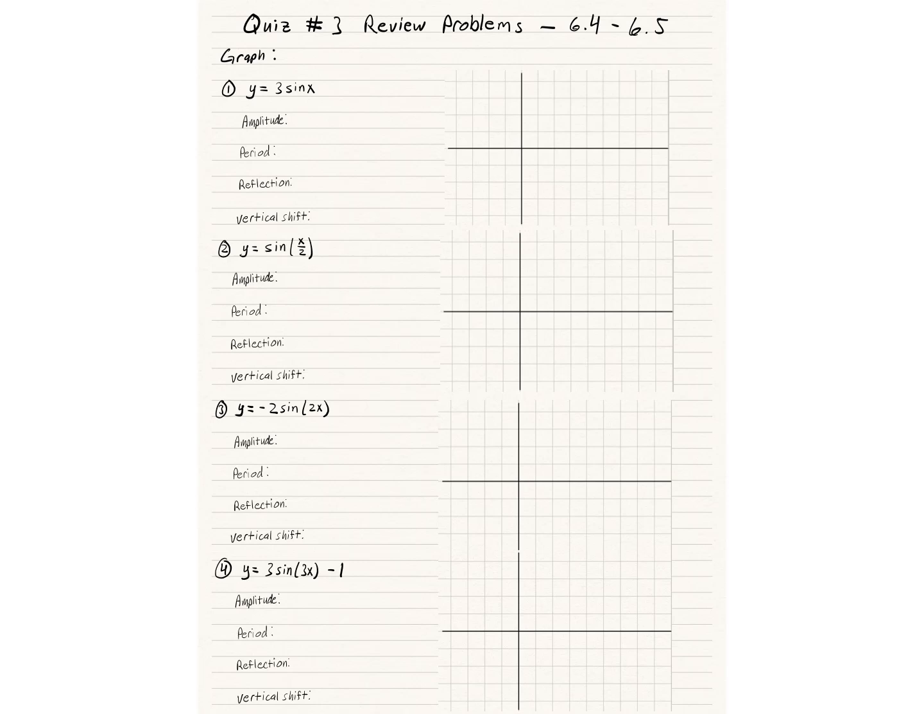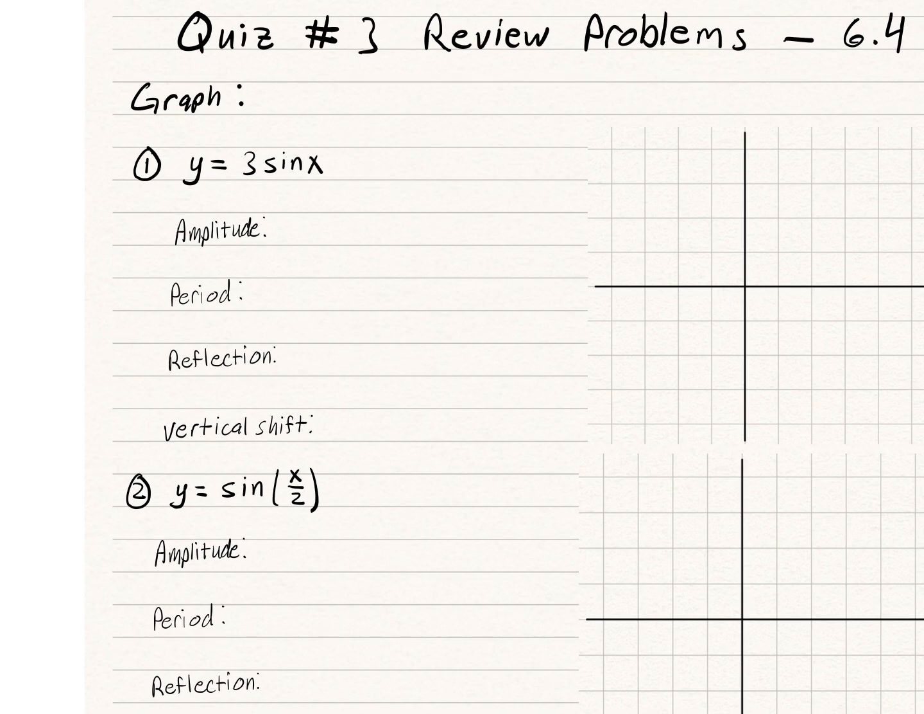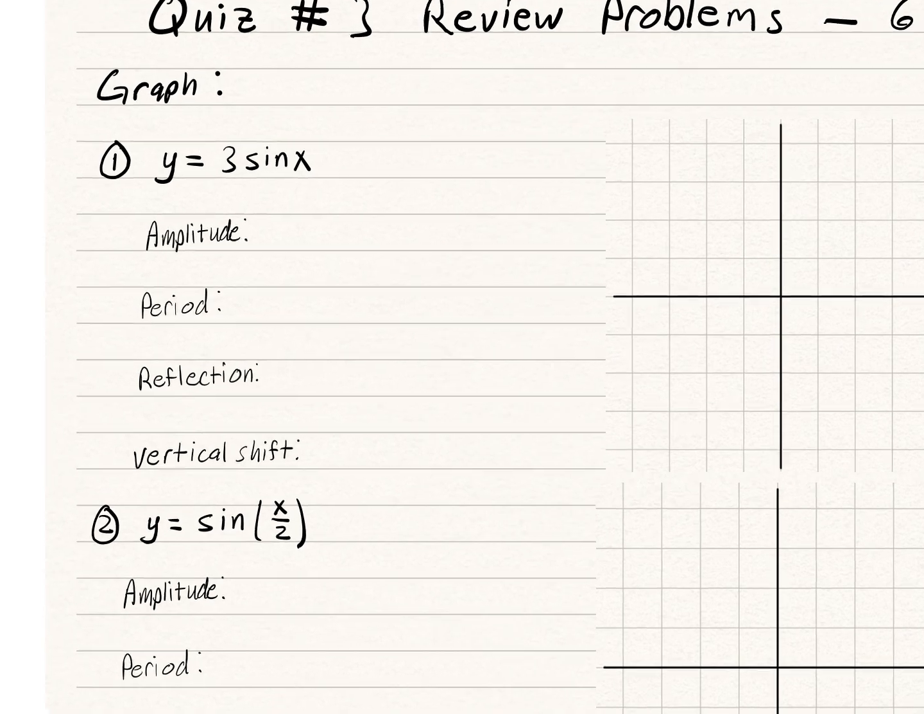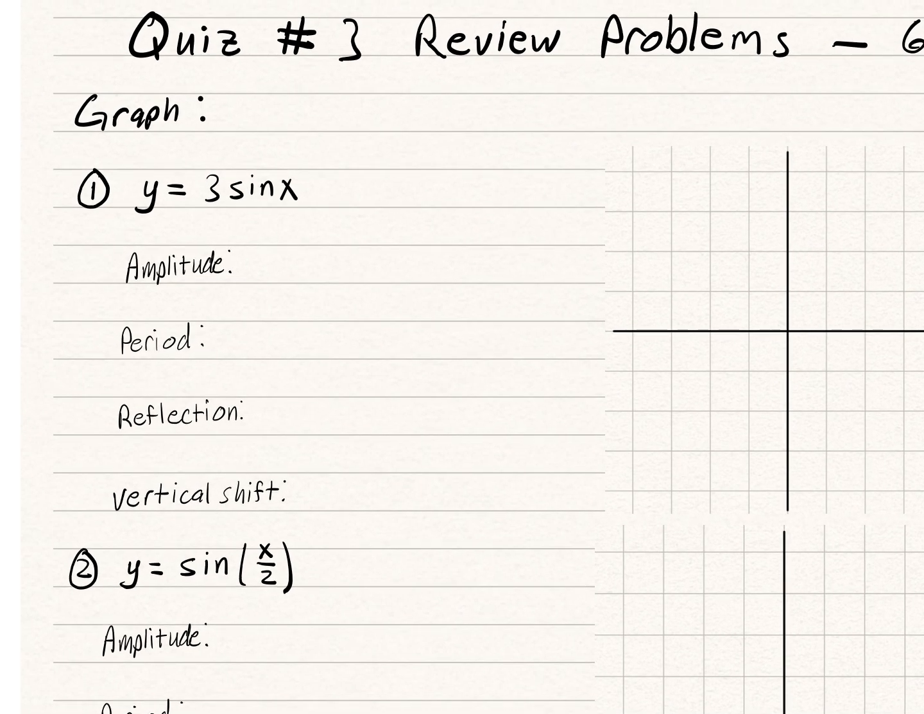All right, I'm gonna work on this review for you guys in preparation for your upcoming quiz. The first 8 of these problems are graphing sine and cosine, and the other 4 problems are graphing secant and cosecant. So there's 12 problems on this review in total. As always, I want to find all this crucial information to be able to accurately graph this function.